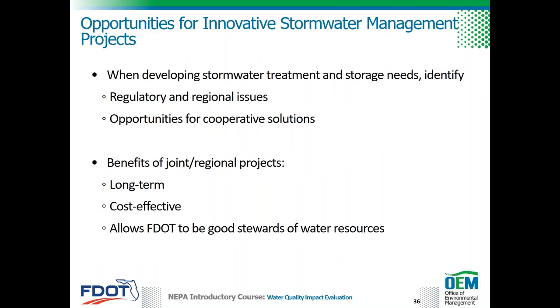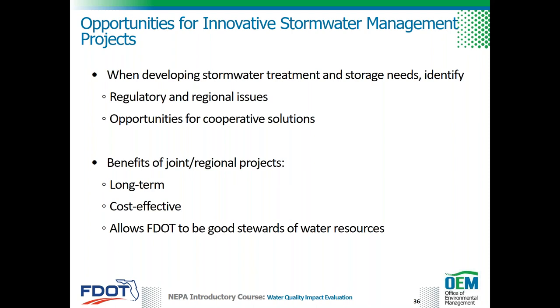During the environmental look-around process, opportunities for innovative stormwater management projects should be identified. This coordination should occur after stormwater needs are identified, but before pond sites have been selected. Look for both regulatory and regional issues and seek out opportunities for cooperative solutions. Explore if there are applicable benefits such as long-term maintenance or cost savings that might result from joint stormwater solutions. This approach is intended to foster our stewardship of our shared water resources.